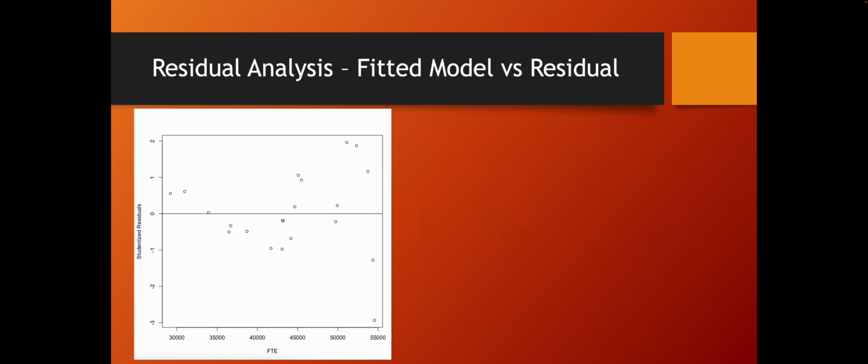Next, I did fitted model versus residual. In this case, I used studentized residuals. And you can see the points are pretty random in nature. The model seems appropriate. There are a couple of outliers at the bottom right and the top right, but I don't think that's too significant.